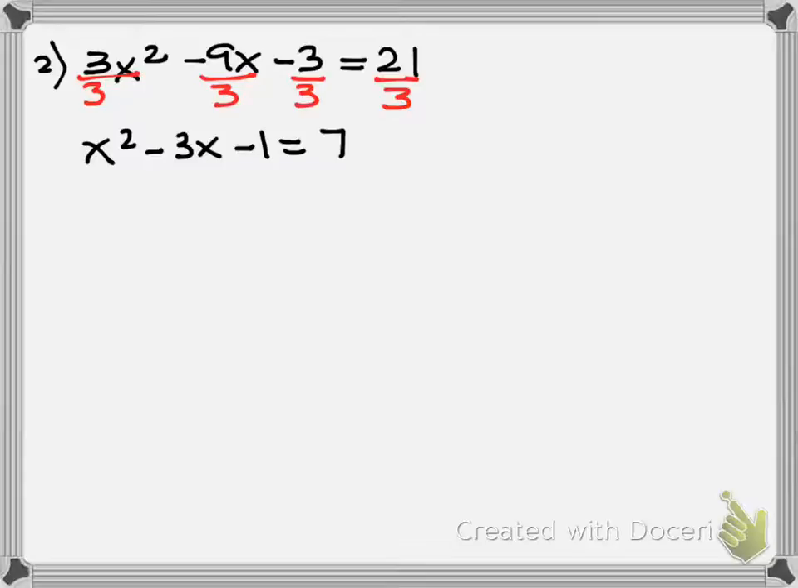So again, in order to play this game, I need to get the C term to the other side. So all I'm left with is a quadratic term and a linear term. So I get x squared minus 3x equals 8. Now I've got to figure out what value would complete the square. So I take my number, and I can make it negative. I'm going to take half of it and I'm going to square it.